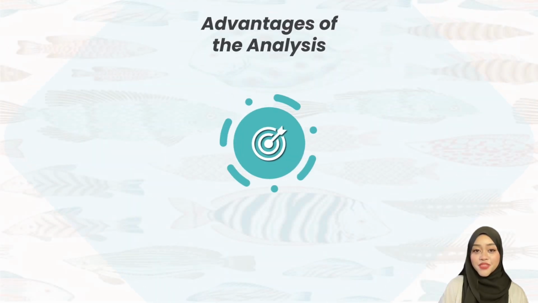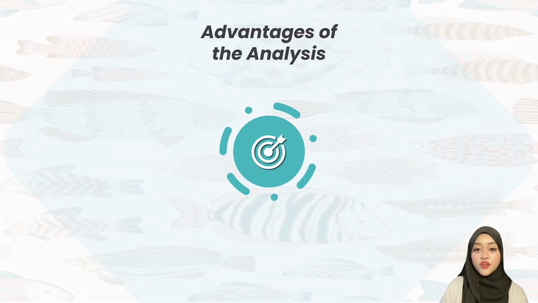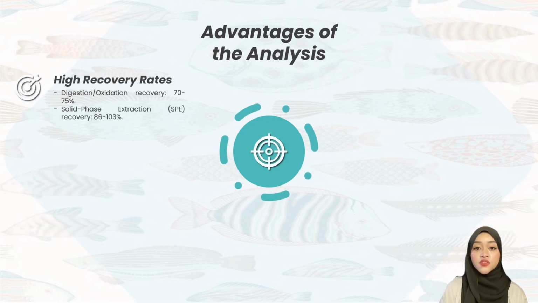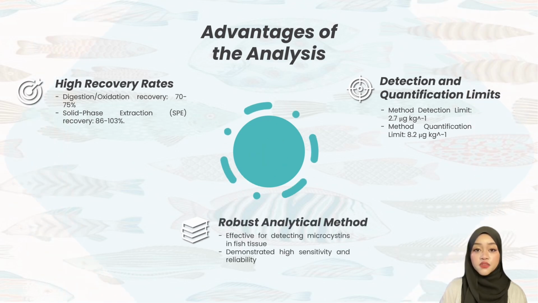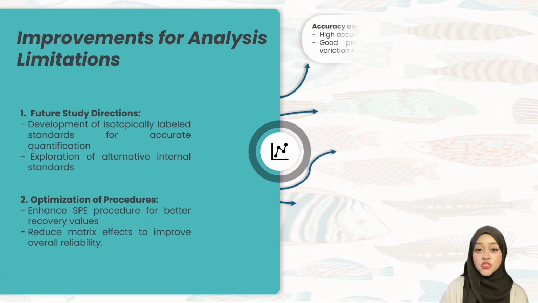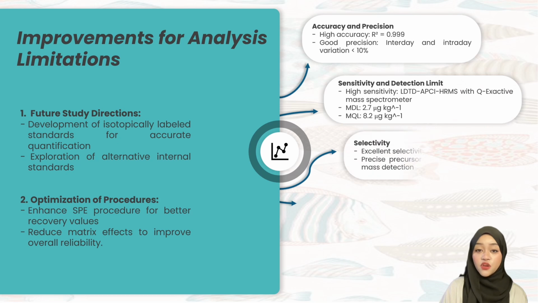Despite this limitation, the study demonstrated high recovery rates for digestion, oxidation, and solid phase extraction, ranging from 70 to 75% and 86 to 103% respectively. The method detection and quantification limits were also within acceptable ranges at 2.7 and 8.2 micrograms per kilogram respectively. These results highlight the robustness of the analytical method for detecting microcystins in fish tissues. I will move to the next part, which is improvement for the limitations of this analysis.